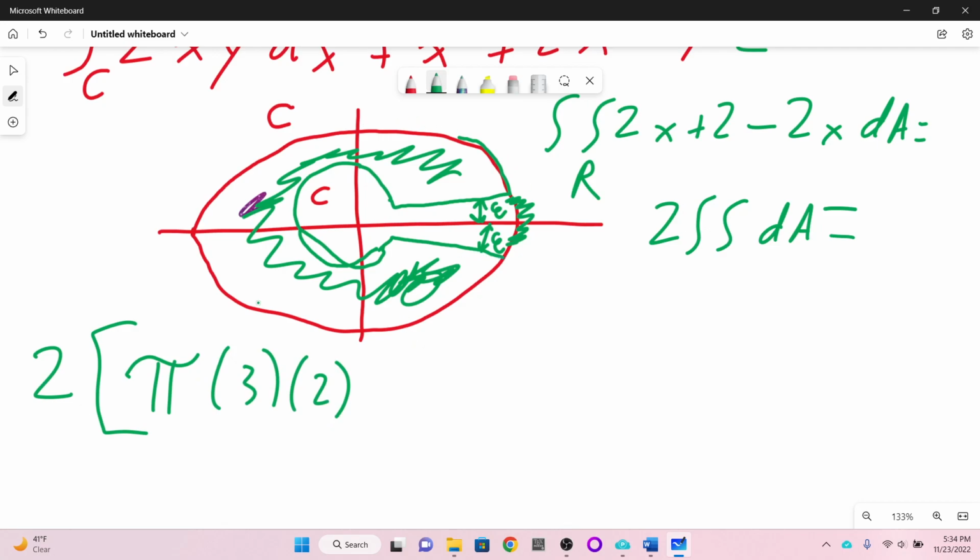Now that would be for the full ellipse, but we're missing these little pieces, this little epsilon piece. So the trick with this, whenever you are trying to take a wedge out of an ellipse or a circle, you multiply by the fraction of the ellipse you're doing. Actually, that might not be quite right, given that it's not a circle.